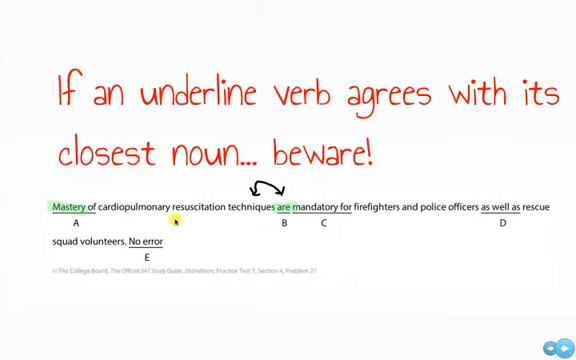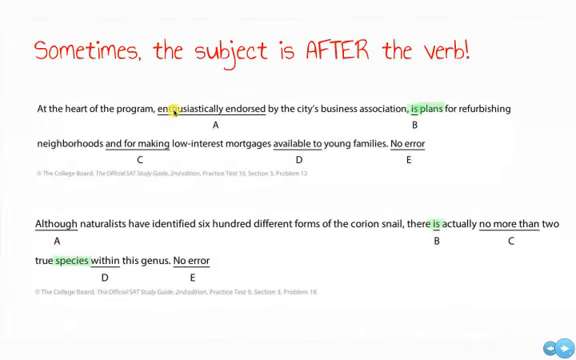The other problem is that frequently the SAT tries to trick you because if an underlined verb agrees with its closest noun, then it's probably wrong. For example, we have "mastery of," and in this case, we have the verb "are," right? The "are" corresponds with "techniques," or does it? So this is plural, that seems right, but instead, "are" actually corresponds to "mastery of," and that's why it's wrong.